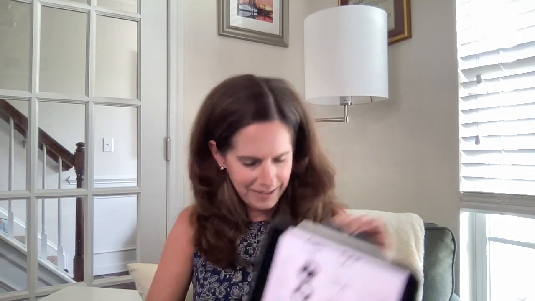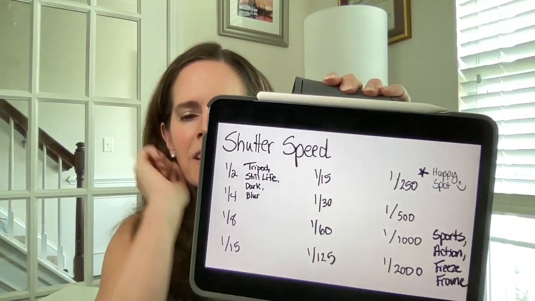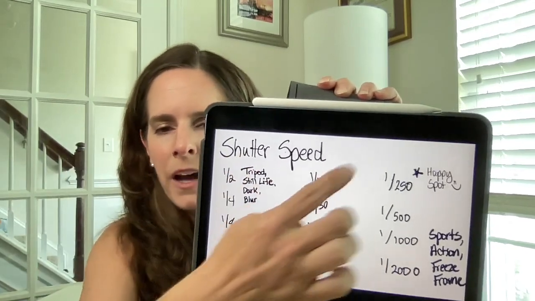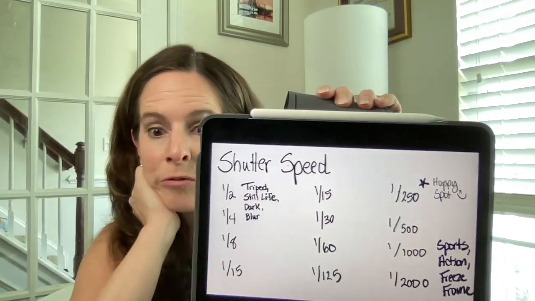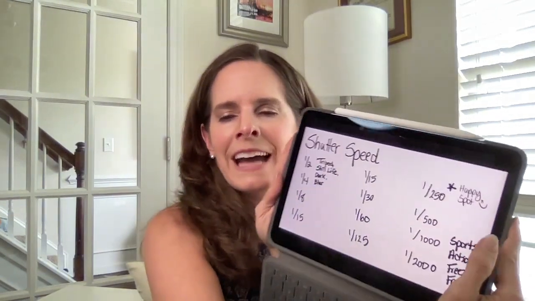Rule of thumb though, got a little graphic. Let me see if I can find it here. So my happy spot, you can see right here, is I put 1/250. That is usually where I capture pretty clear photographs, portraits. If I'm at a wedding reception, I might want to speed it up even more if people are really moving around and dancing. But that's a really nice little spot.